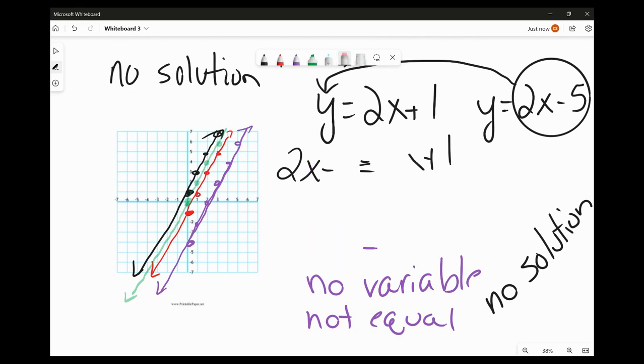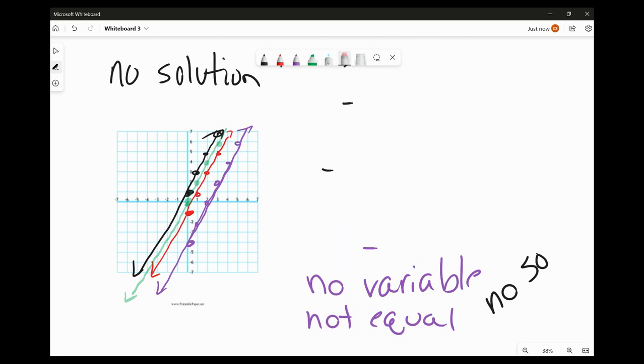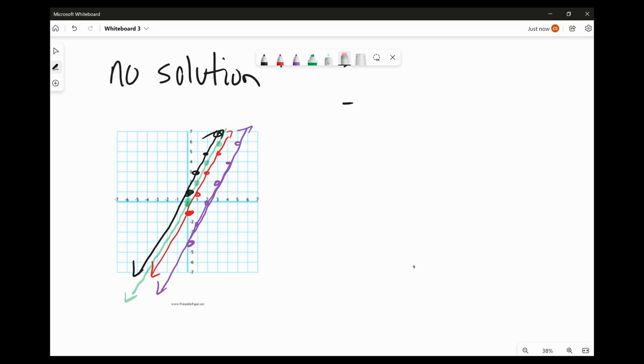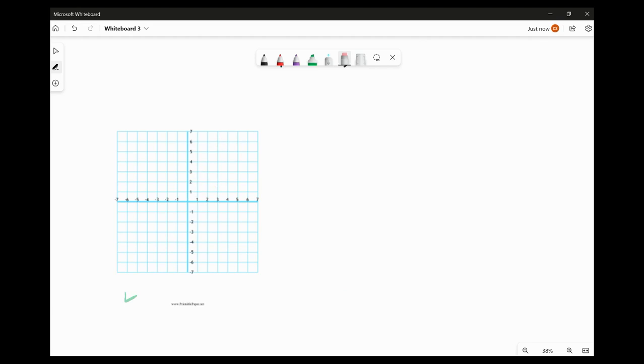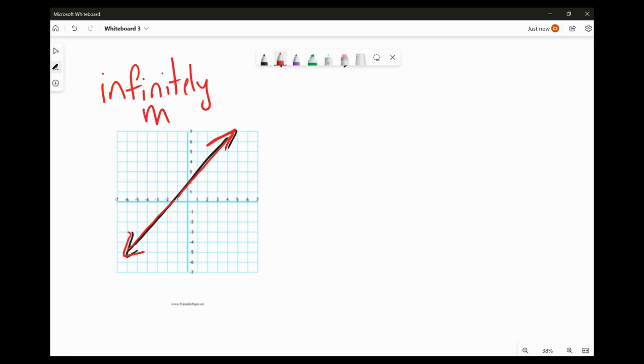The other type is an infinite solution. An infinite solution doesn't mean that everything works on it. It means that there's an infinite number of solutions. So that would be when it's the same exact line. They're written in different ways and they fall right on top of each other. You can see that the number of solutions goes on and on forever. So it's infinitely many solutions.